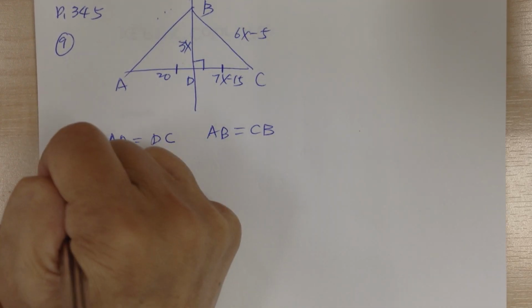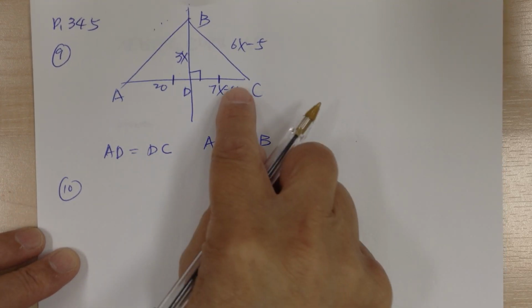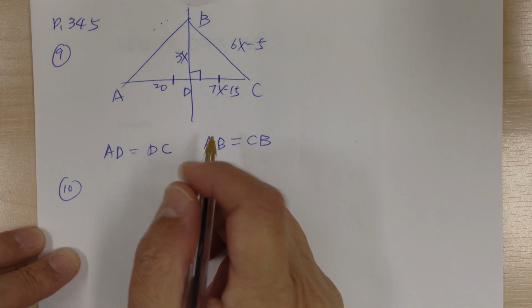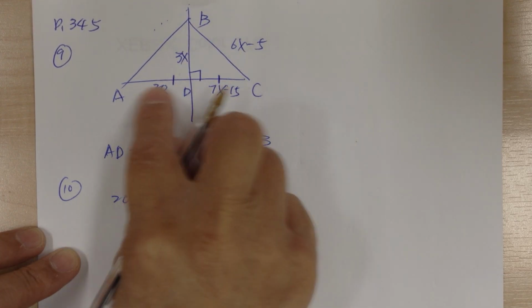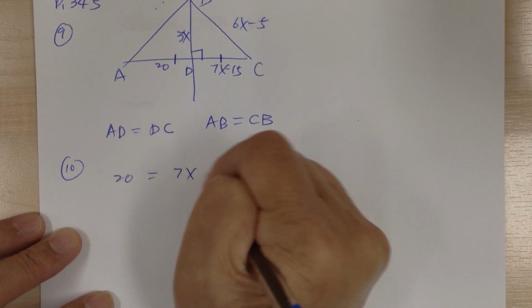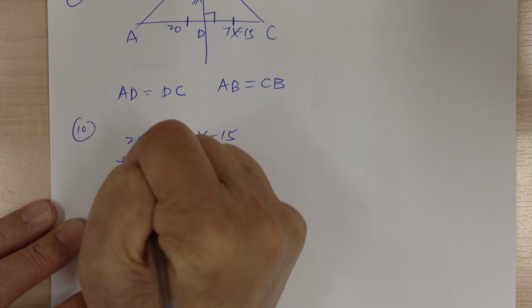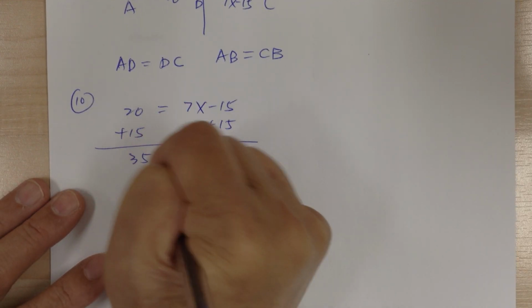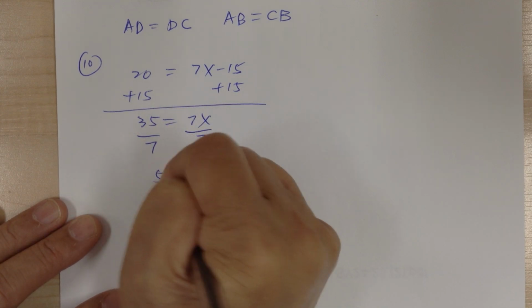And number 10, what is the value of x? To find the value of x, you set these equal to each other. You got 20, because this is a perpendicular bisector, so this has to be equal. So 20 equals 7x minus 15. Plus 15 on each side, so you got 35 equals 7x. Divide by 7, so x equals 5.